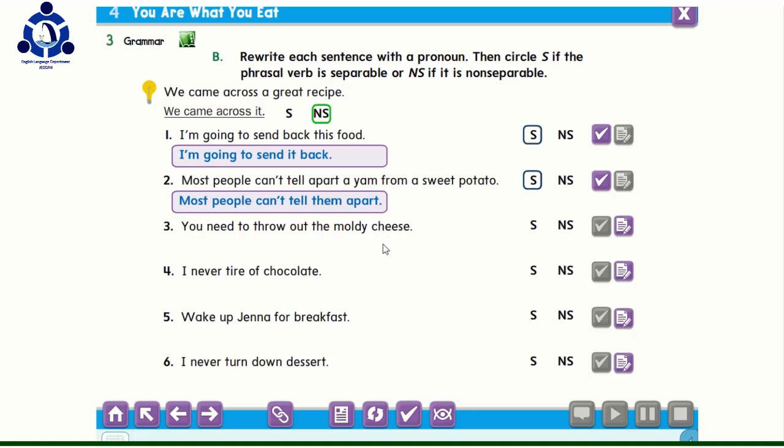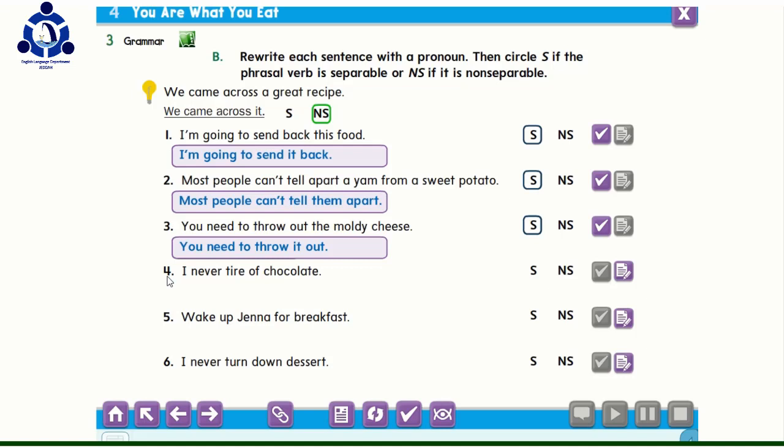Because it's moldy cheese, you need to throw it out. Is it separable or non-separable? It's obvious. It came between the throw and out, so it is a separable phrasal verb.